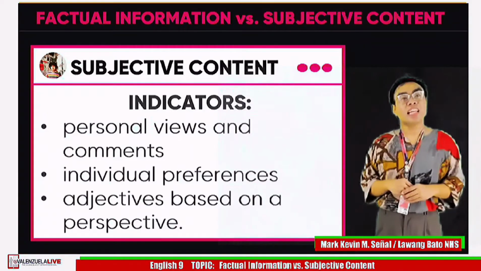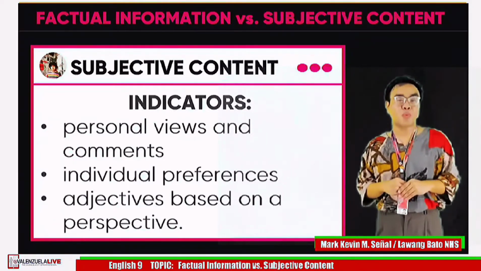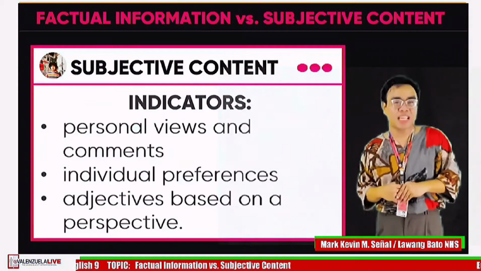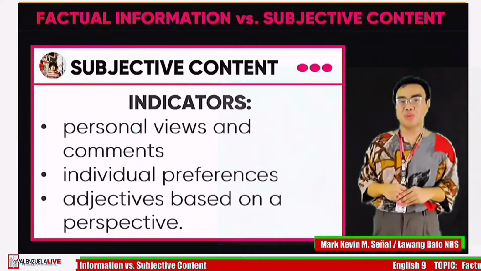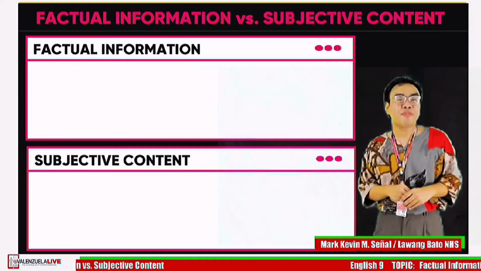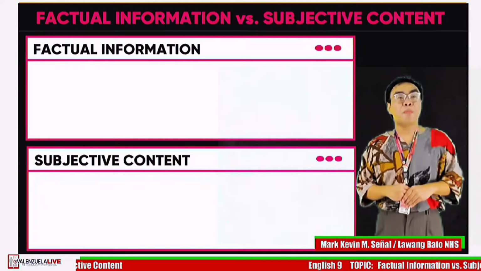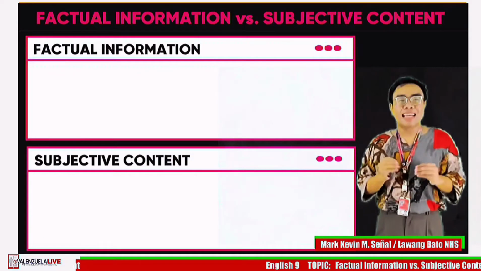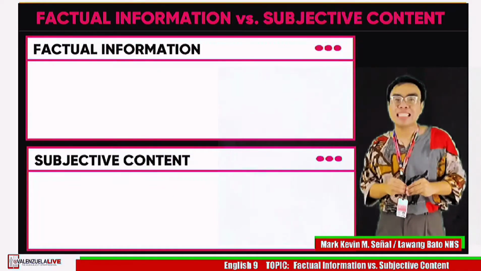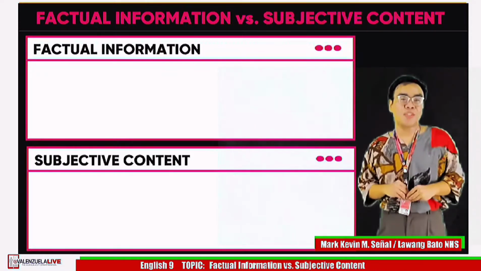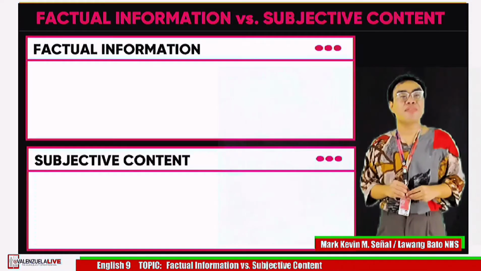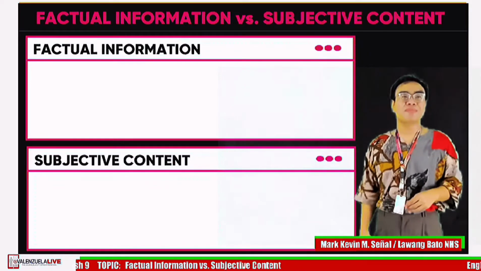To give you a clear picture of the distinction between factual information and subjective content, let us have sample information for these two. The sample information that I will share belong from the same topic. Now, look closely how these differ if they are under factual information and subjective content. Let us have this first example.